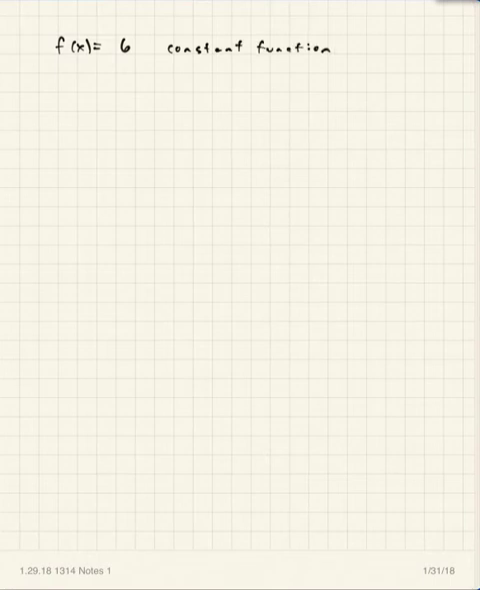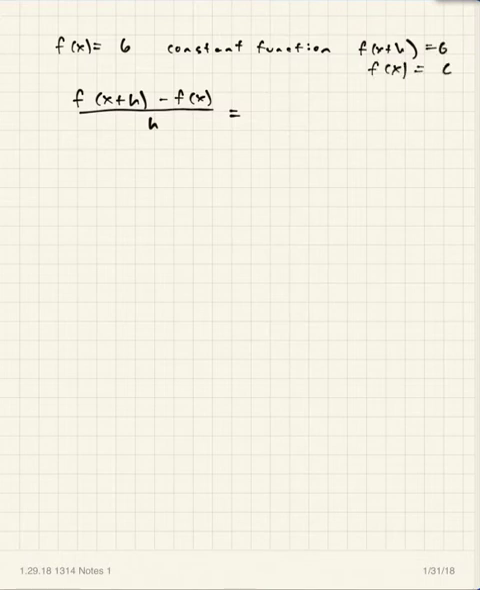Okay. So notice this is a constant function, and so if I was going to evaluate my difference quotient, right, there's f of x plus h minus f of x over h. For this particular function, remember what I told you, that when you have a constant function, it doesn't matter what you evaluate it at, you always get 6 as the answer in this case. So f of x plus h is 6. f of x is 6. Right, so in our difference quotient here, f of x plus h is 6. f of x is 6, all divided by h. And so you get 0 divided by h, or 0.